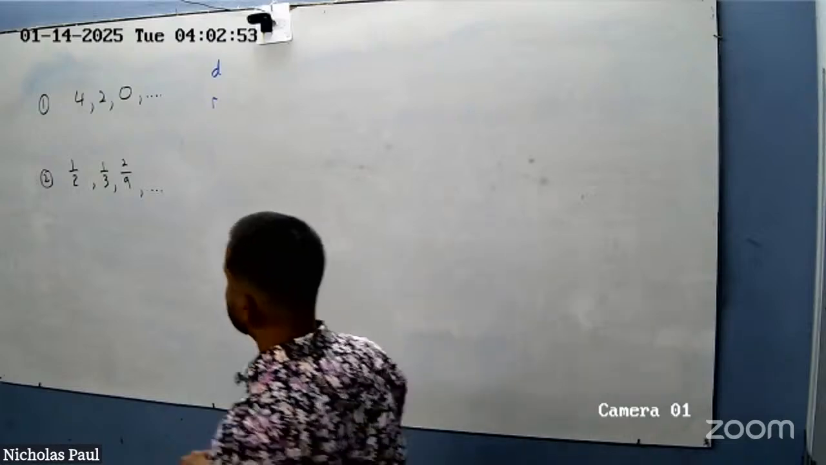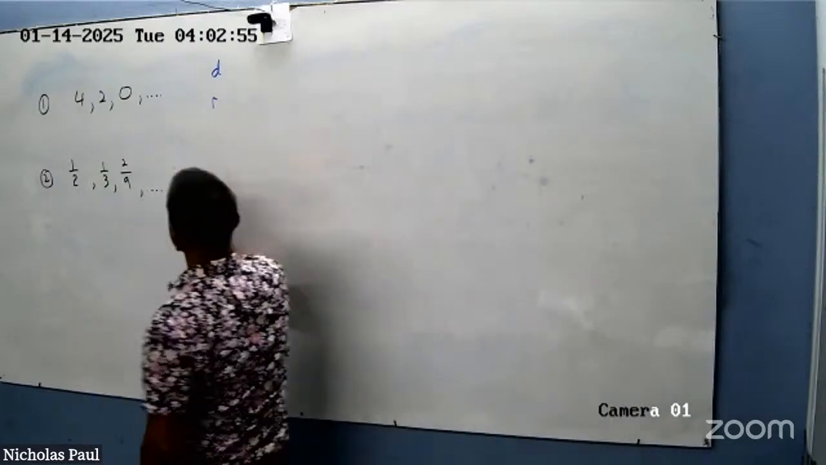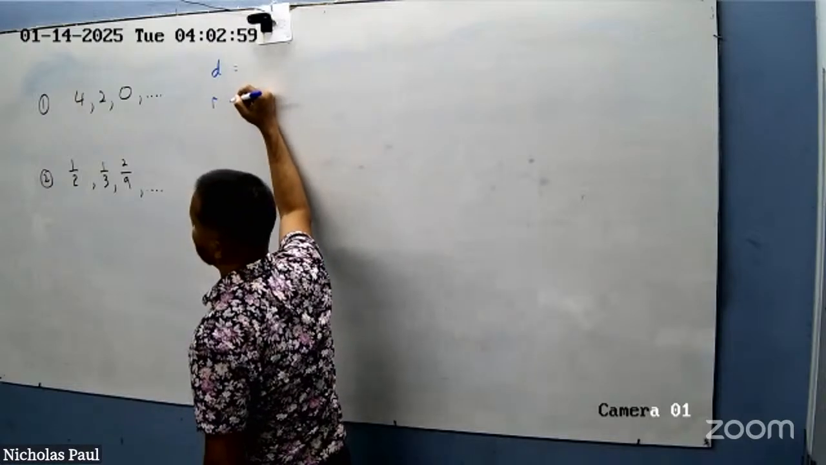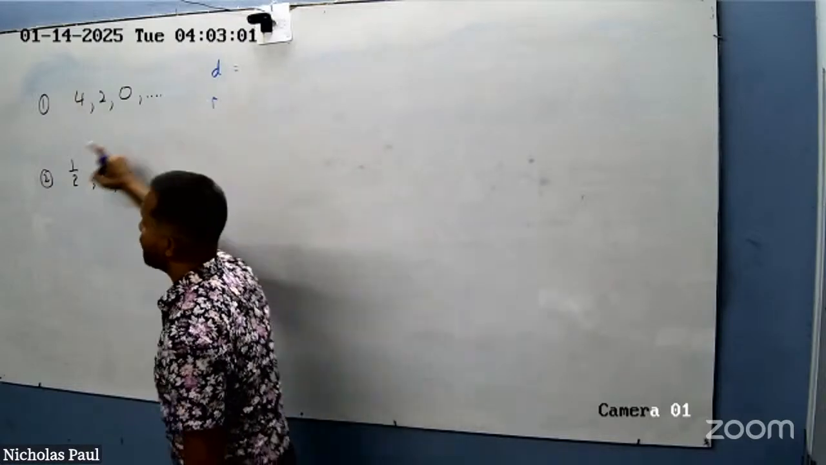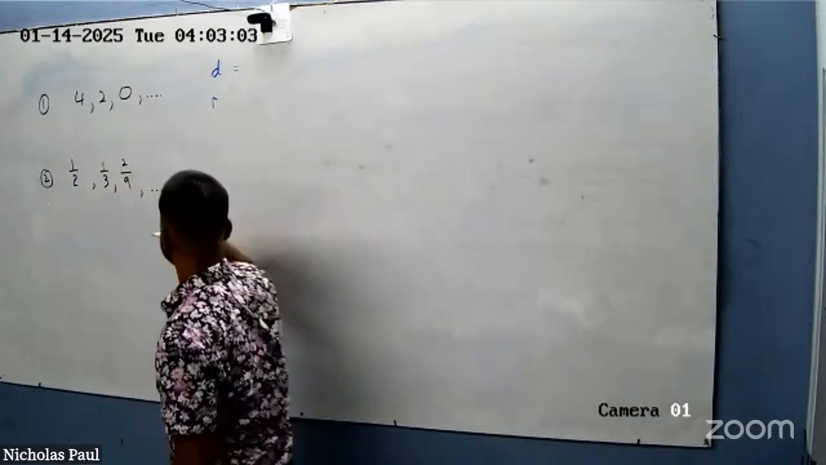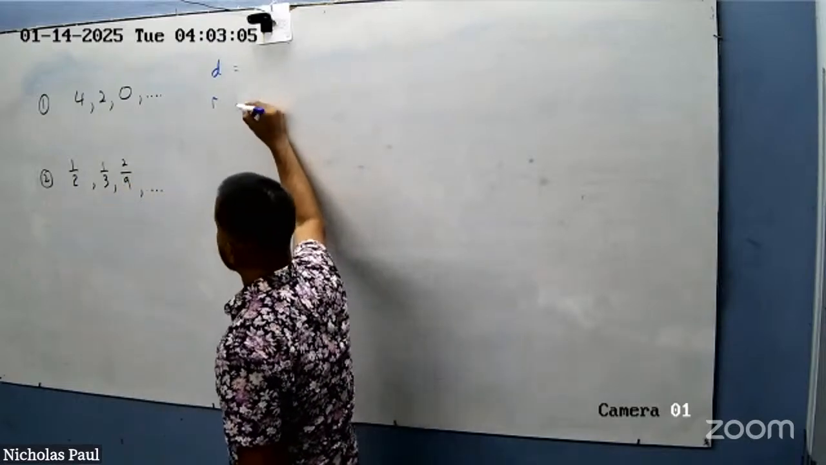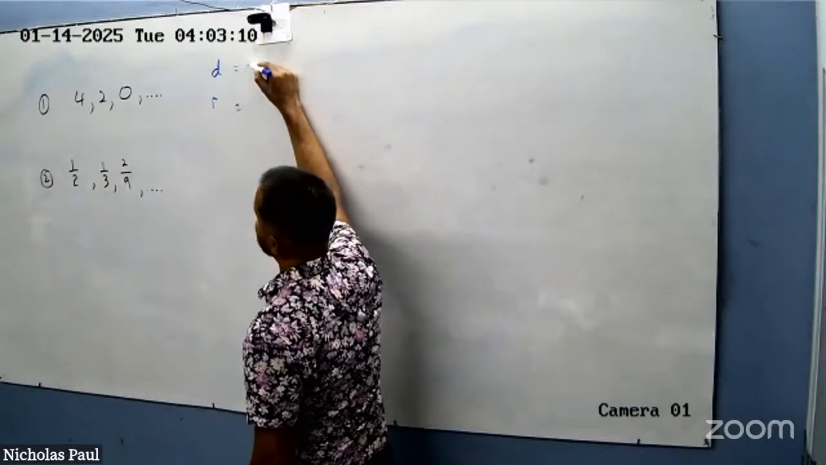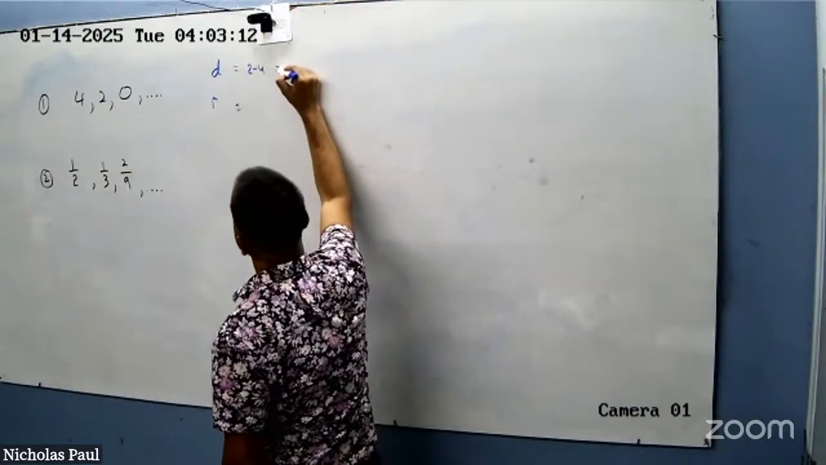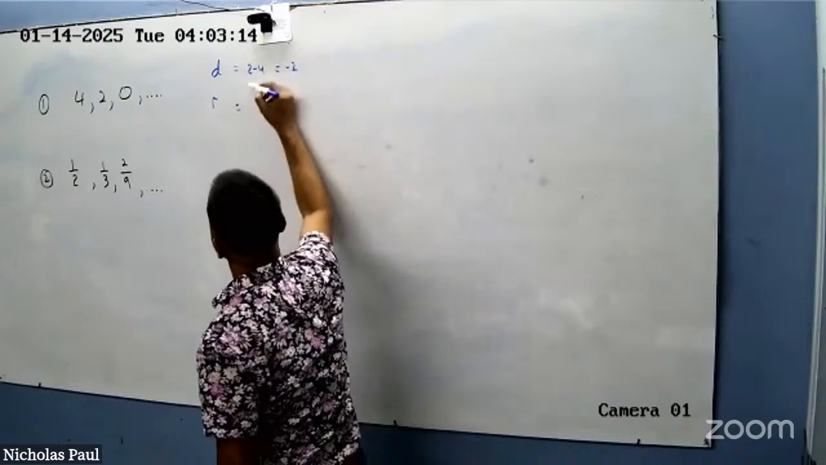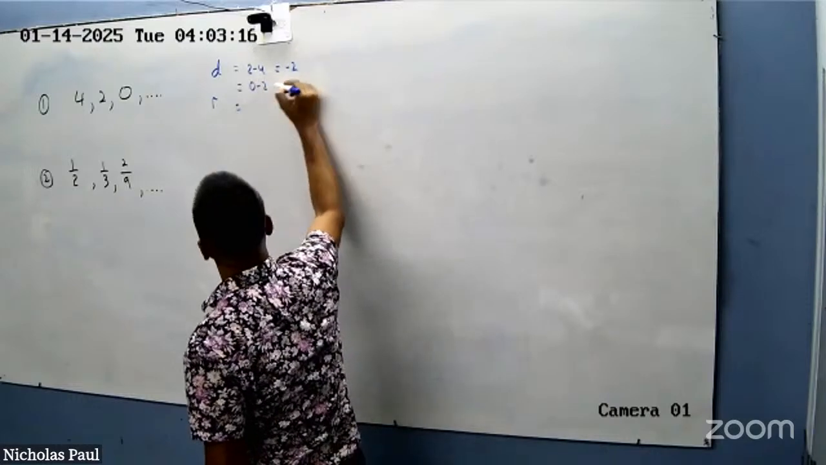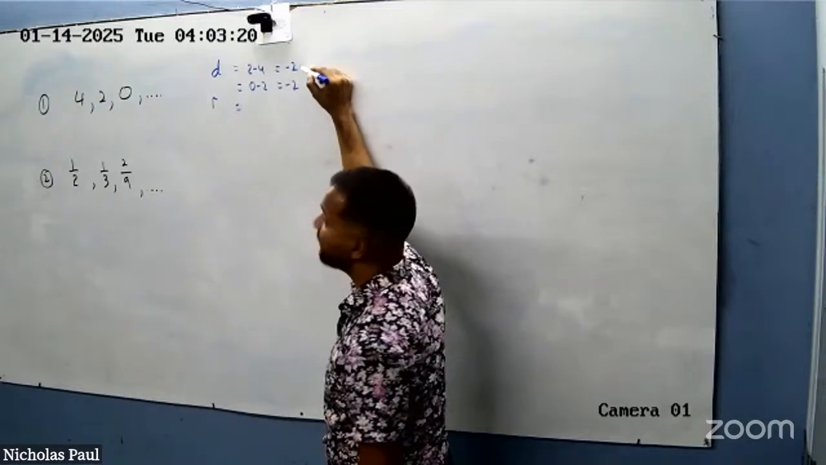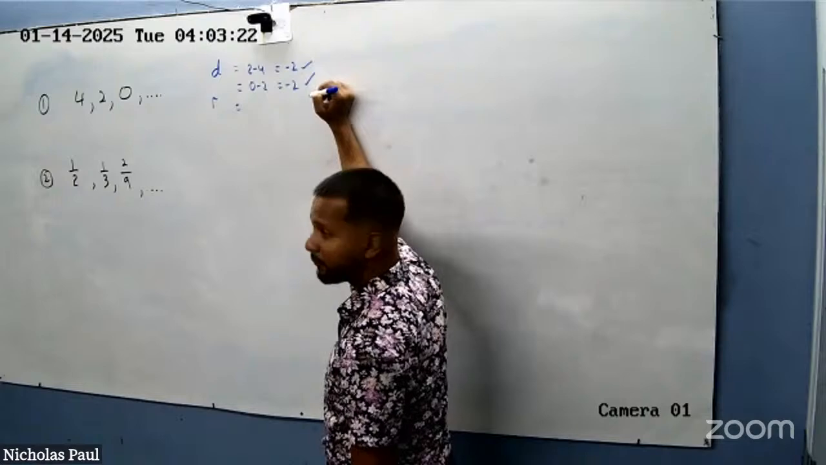All right, so let's see. If I look at number one and I try to find D, D is subtracting two consecutive terms. Online, you will message me what number two is, right? But if you're confused, look back at number one. So I am going to subtract consecutive terms. 2 minus 4, I got minus 2. I'm going to do it again. 0 minus 2, I got minus 2. These values are the same, right? So therefore I know it's an AP.